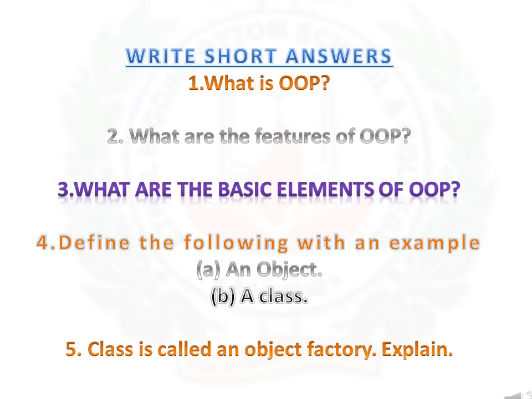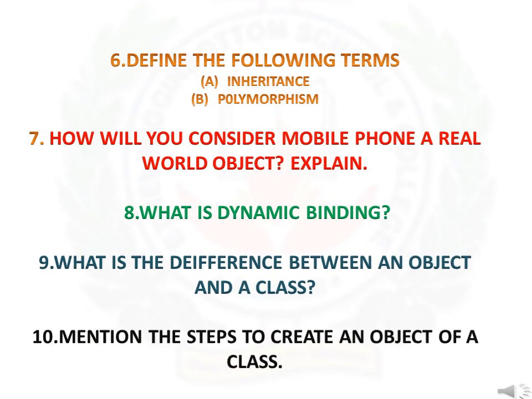First one is, what is OOP? What is object oriented programming? Question number 2, what are the features of object oriented programming? Question number 3, what are the basic elements of OOP? Question number 4, define the following with an example: first object and second class. Fifth question, class is called an object factory. Explain. Sixth question, define the following terms: inheritance, polymorphism.